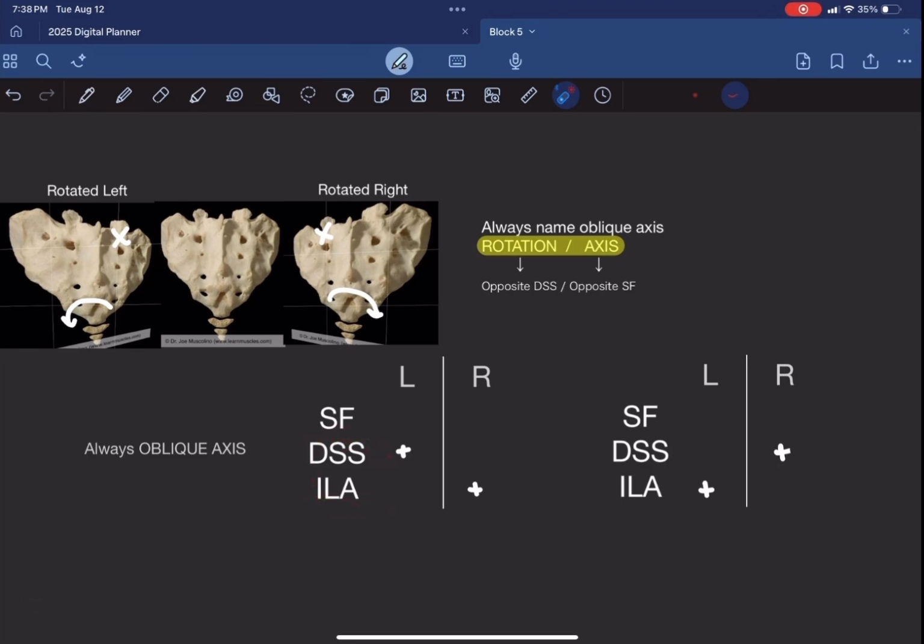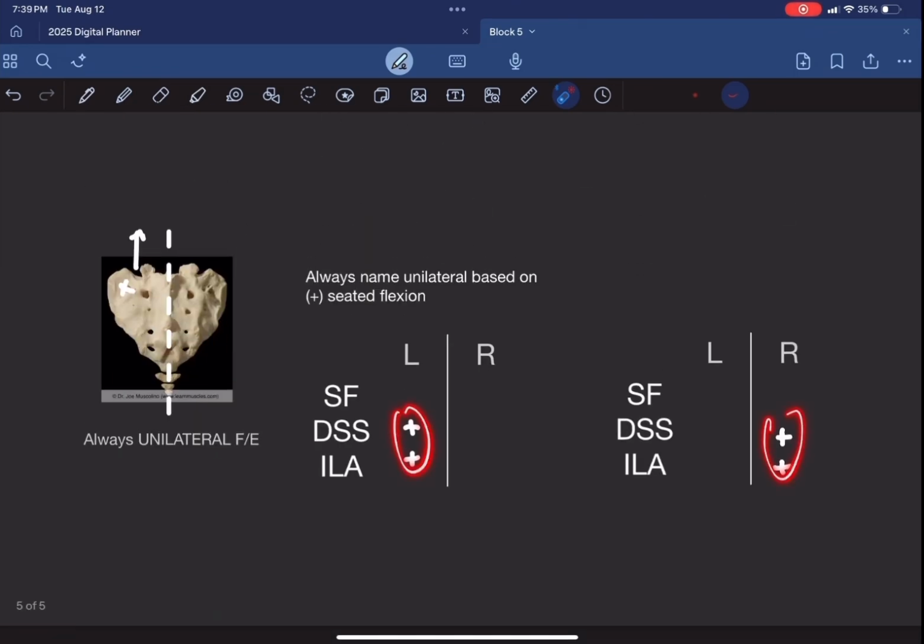If your deep sacral sulcus and your iliae are on opposite sides, it's always going to be an oblique axis, okay? Versus if they are on the same side, it's always going to be unilateral flexion or extension. So that's the first thing.